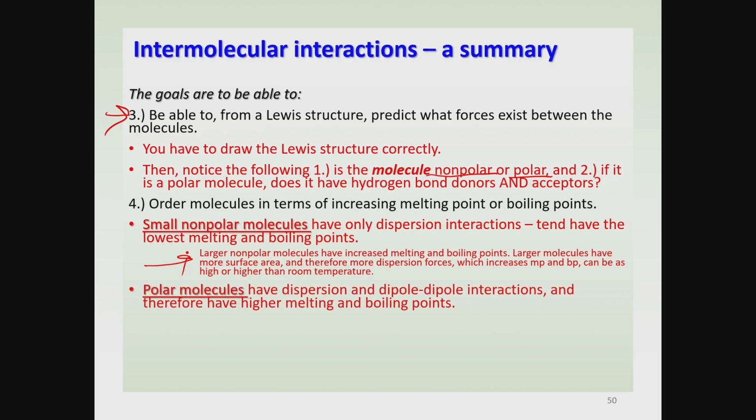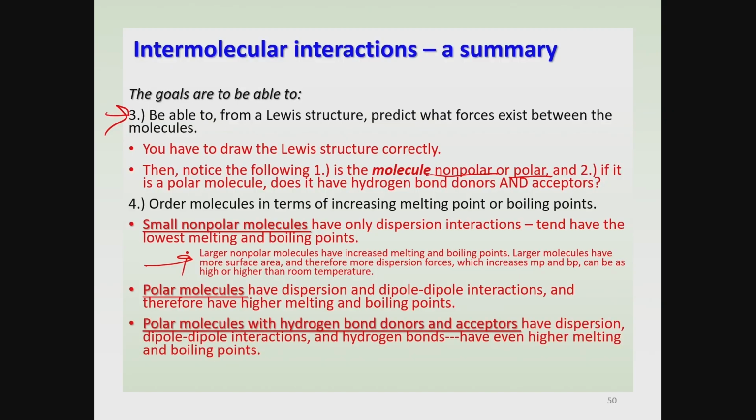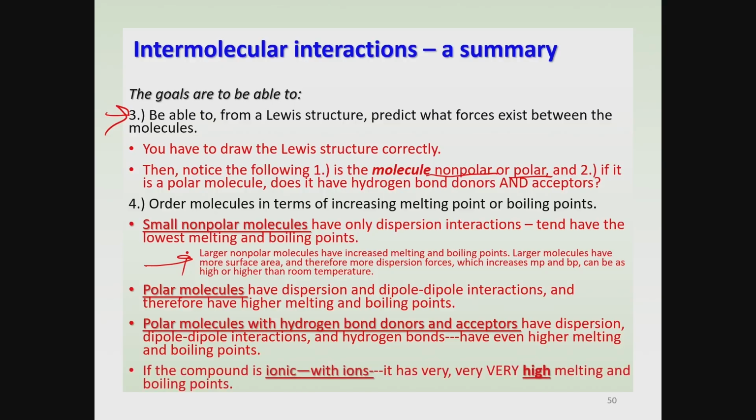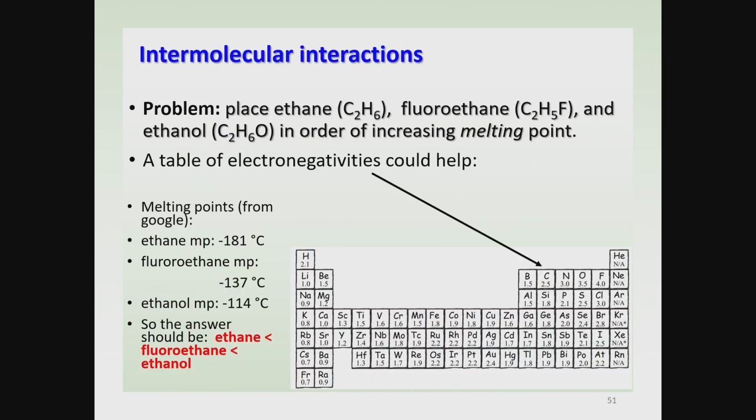Now, if you have a polar molecule, you will have dispersion and dipole-dipole interactions, and these molecules will have higher melting and boiling points than small nonpolar molecules. And finally, if you have a polar molecule with hydrogen bond donors and acceptors, they have dispersion, dipole-dipole, and hydrogen bonds, and will have even higher melting and boiling points. And again, if you figure out that the compound you're dealing with is an ionic compound, it's going to have very, very high melting and boiling points. So let's go ahead and try a practice problem.